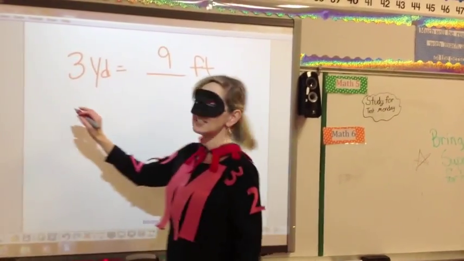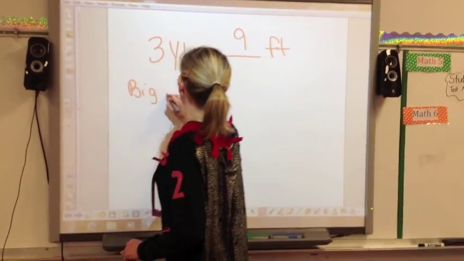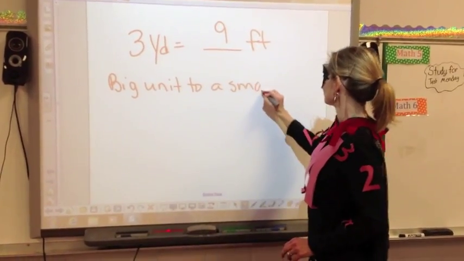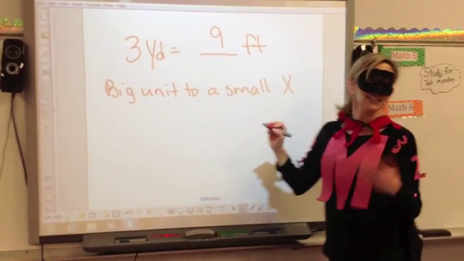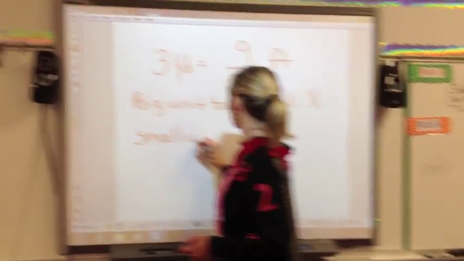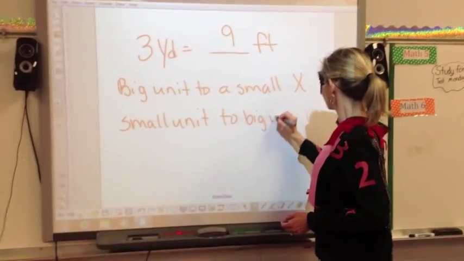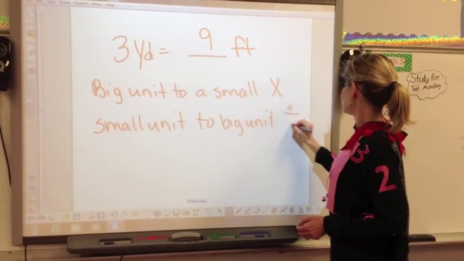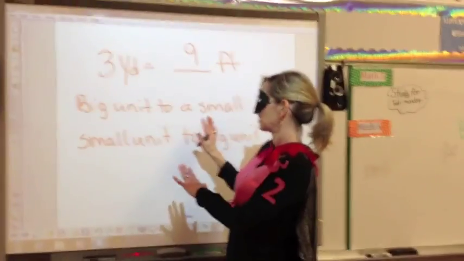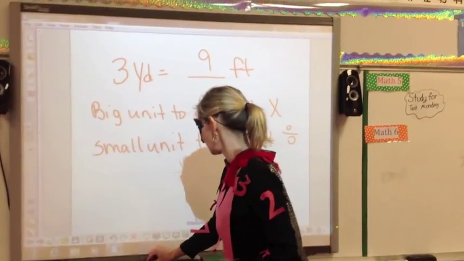Remember, anytime you're going from a big unit to a small unit, you multiply. So think of the inverse. Anytime you're going from a small unit to a big unit, you divide. You should have this in your notes, and this is lesson 77, so this should be your lesson 77 notes.